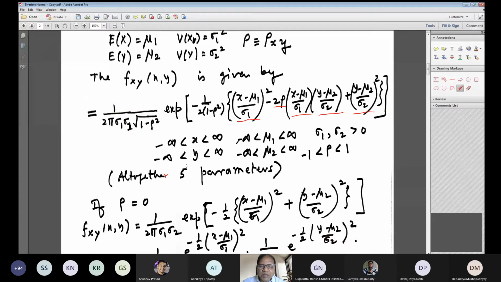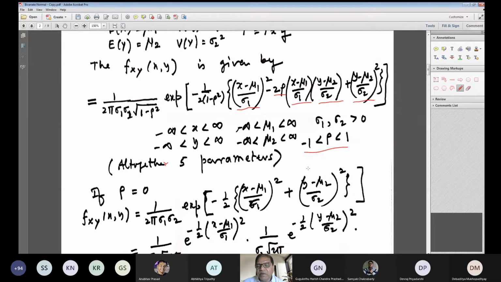So these are the parameters and their ranges are given. Of course, x lies between minus infinity and plus infinity, y between minus infinity and plus infinity, mu1 and mu2 likewise, sigma 1 and sigma 2 greater than 0, and rho lies between minus 1 and 1.